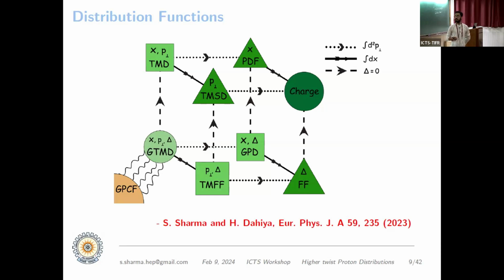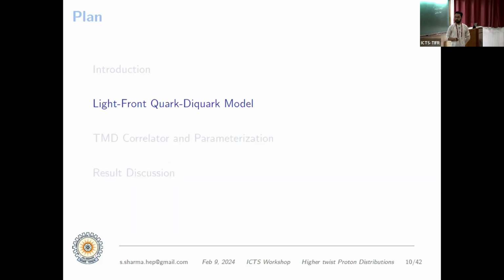And from these GTMDs, we can obtain all the distribution functions given here following the legend. As an example, we can obtain the TMDs by applying the limit delta equal to 0, that is, the forward limit. Other distribution functions are transverse momentum spin densities, PDFs, charge form factors, GPDs, and transverse momentum form factors.